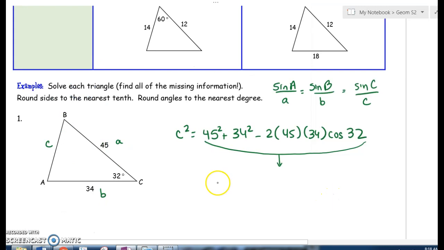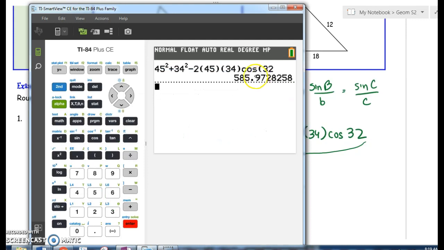All right, I'm not going to round it because remember we don't want to round until the very last step. So I'm not even going to write down the whole number. It's C squared equals this crazy 585 point, etc., etc. number. To get rid of the squared, remember that we square root both sides. So we're going to square root this crazy 585 number. I don't want you to round it.